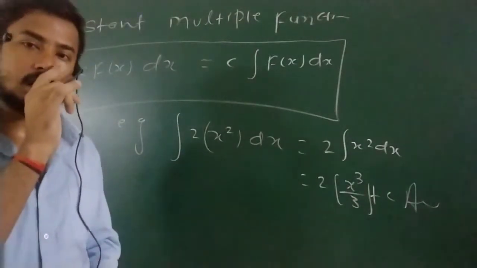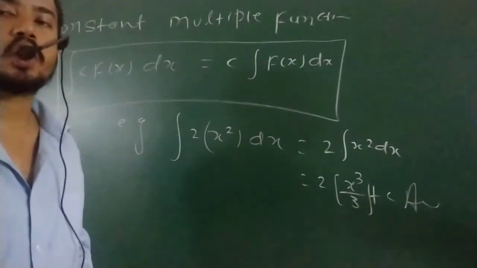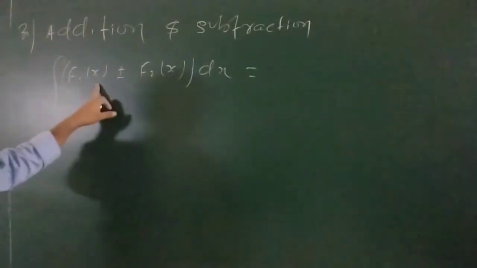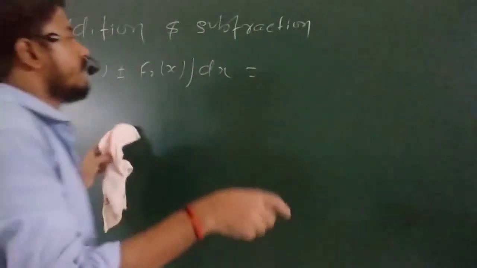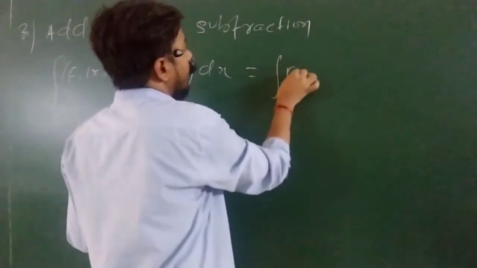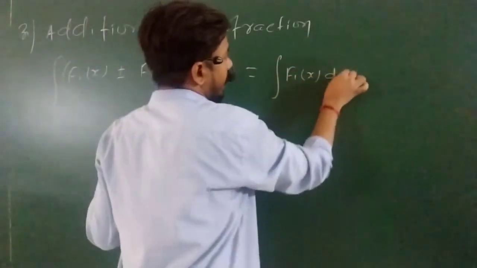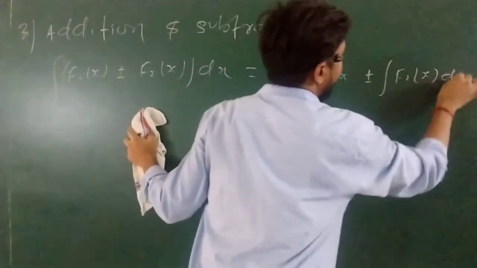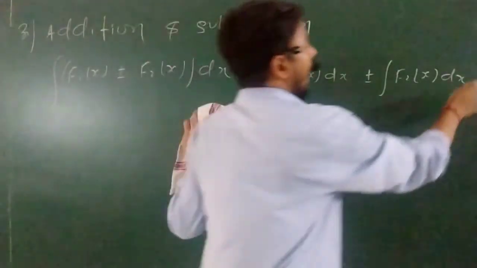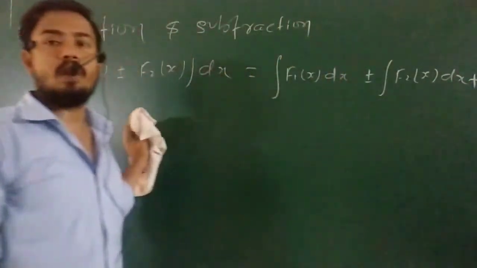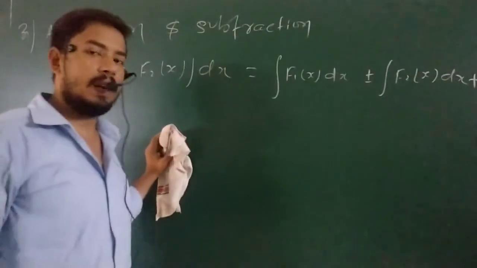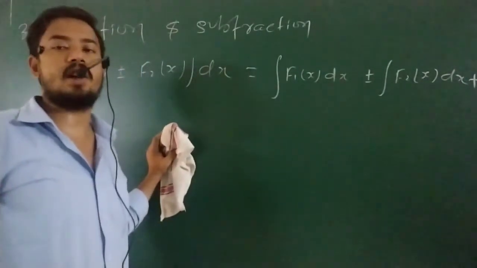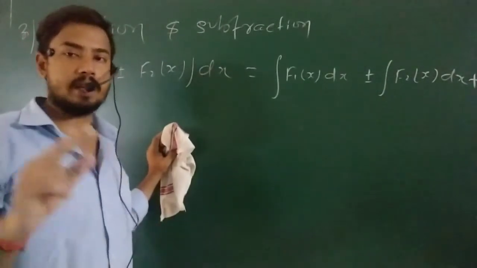Now coming to another point, addition and subtraction. See, if you have to integrate a function like f1(x) plus or minus f2(x), simply you can separate this one. This becomes integral of f1(x) dx plus or minus integral of f2(x) dx. Getting my point? And at last you should add one integration constant c. Again I am telling you, I will teach you how this comes and why we have to add it here. Get your points?